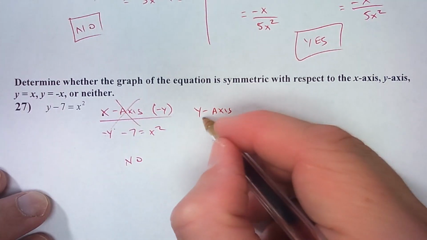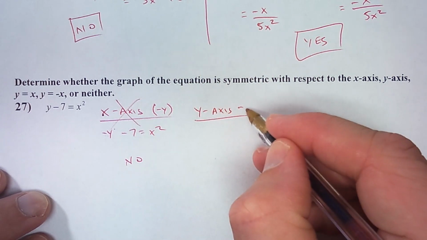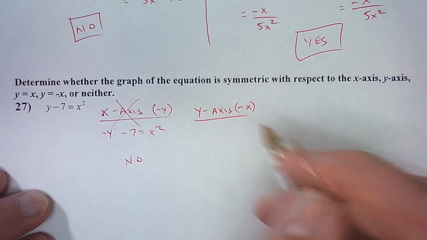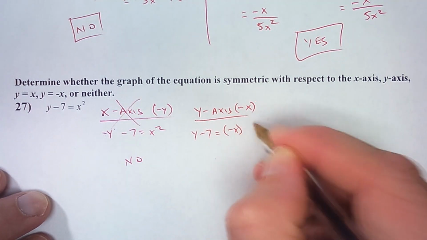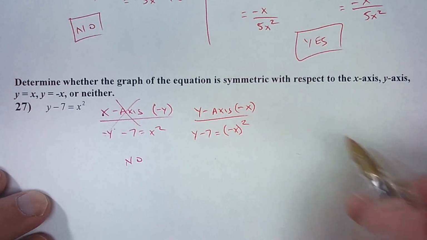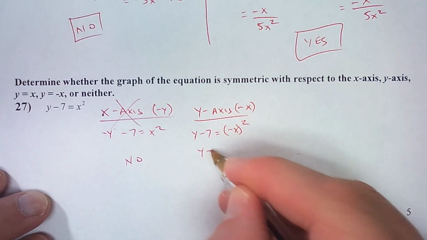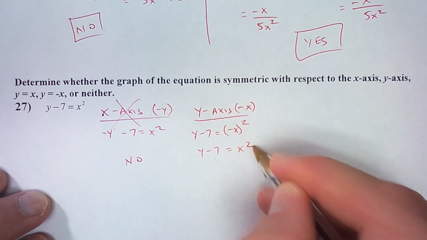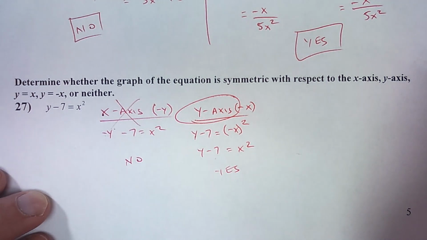How about the y-axis? If there's symmetry about the y-axis, then it can flip horizontally and land onto itself, which means that for every x, the opposite of x will exist. y minus 7 equals the opposite of x squared. This squared is an even power, so it cancels out that negative. So yes, there is symmetry here about the y-axis.